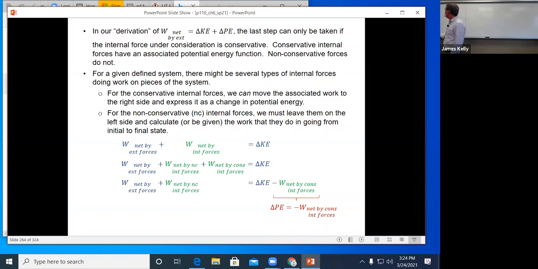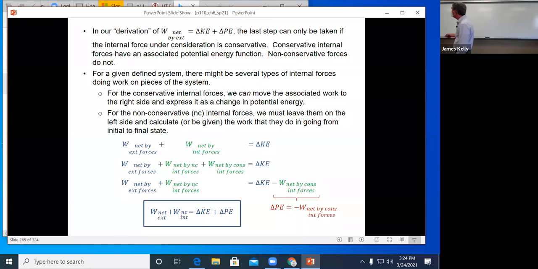But this one over here, the non-conservative internal forces, I'm going to have to leave on the left-hand side. I really wanted to have only external forces over here. Now, I'm certainly welcome to put it over on the other side with the minus sign, but I can't redefine it as a change in potential energy, because that's suggesting it only depends on the endpoints, the initial and final, and clearly for a non-conservative force, it probably doesn't.